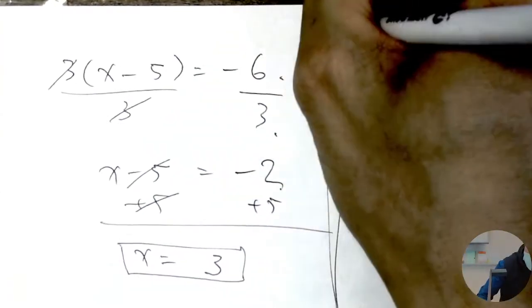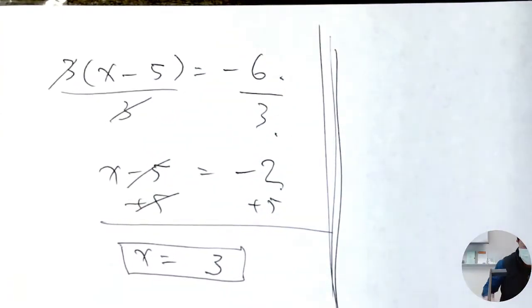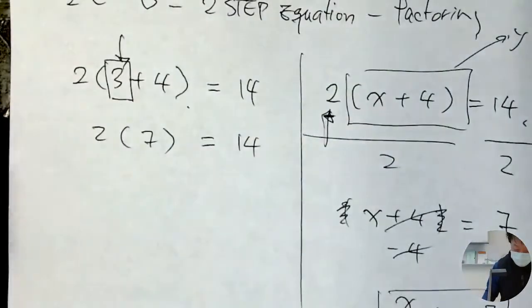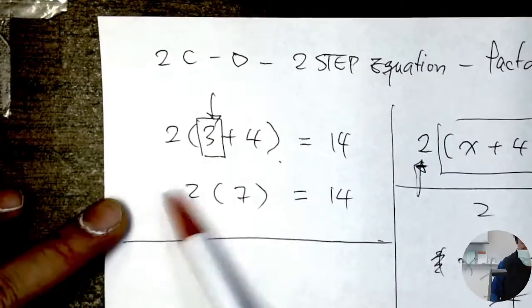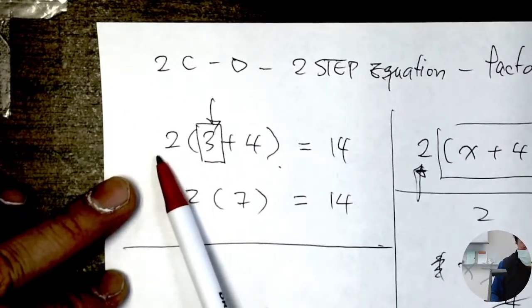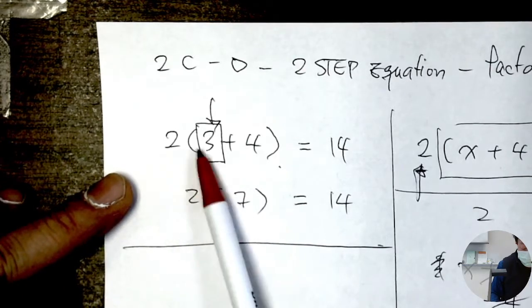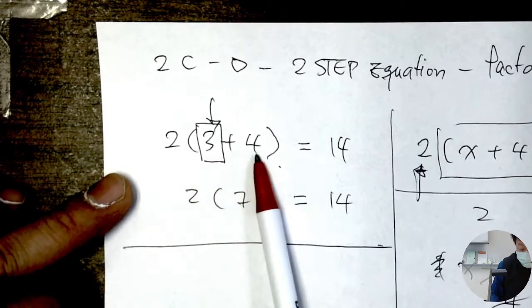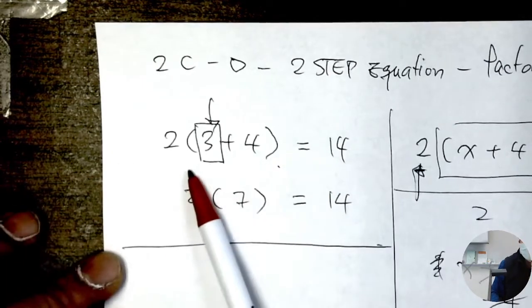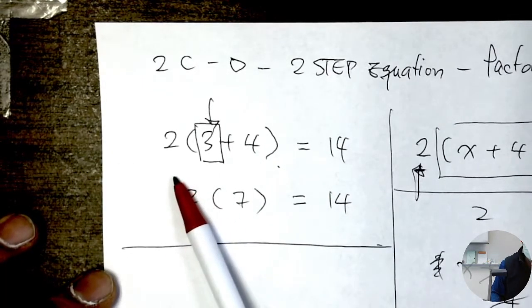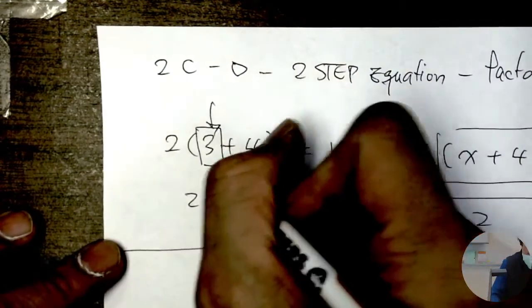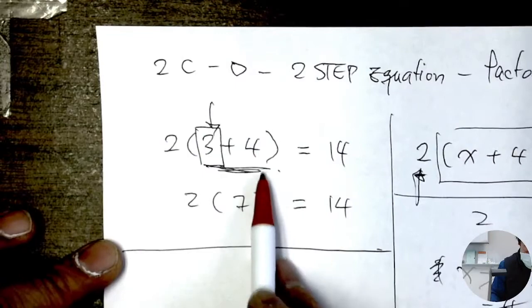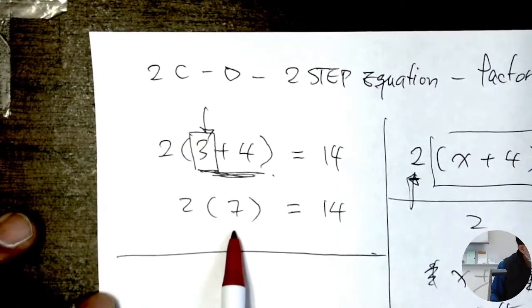Now, I would like to show you another way to solve for this. Let's get back to this example here. Okay, so if we have 2 times 3 plus 4, which is 14, I could either follow BEDMAS and add 3 and 4 together, and then I go 2 times 7.